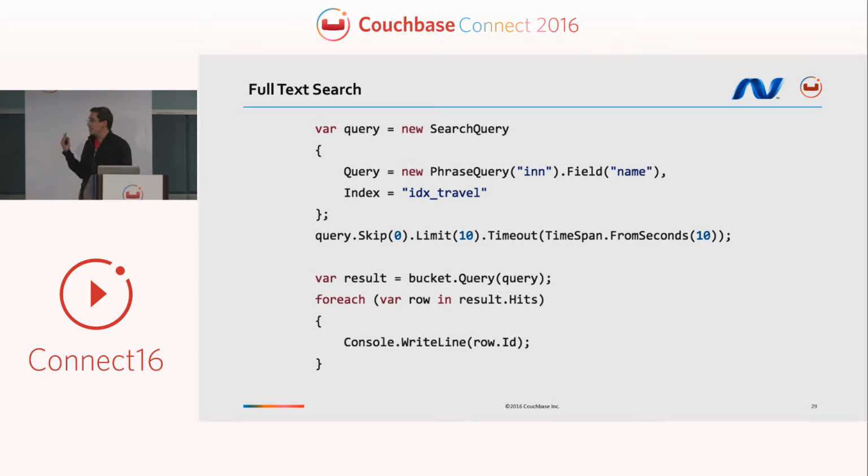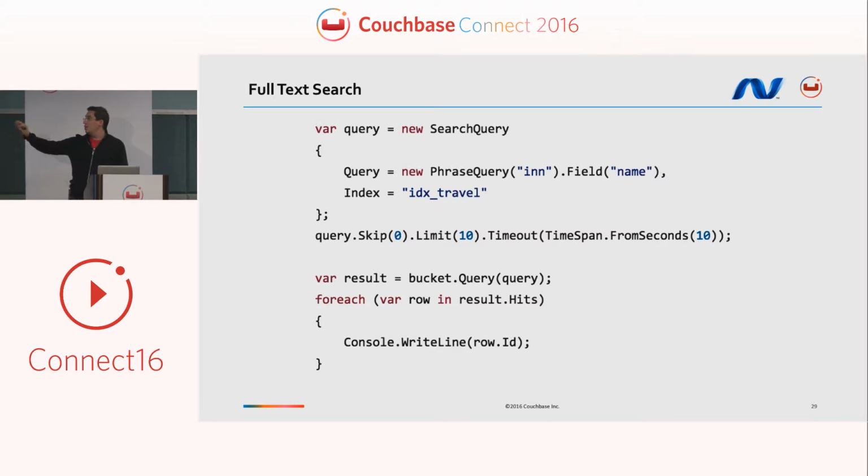And as you can see here, in .NET again, instead of creating a Nickel query or a Fuse query, you just create a search query. Here we do a phrase query, so we are looking for a specific phrase in the field name, and then we give it the index name, and that's all we need to do.